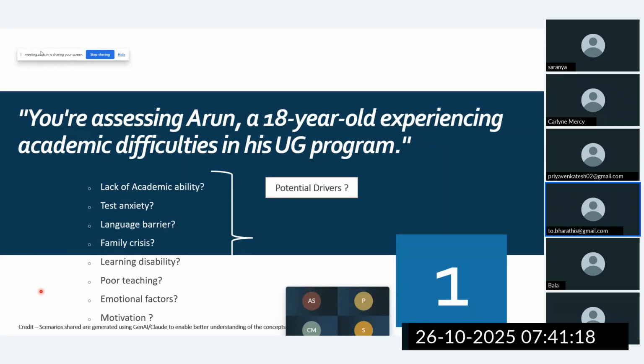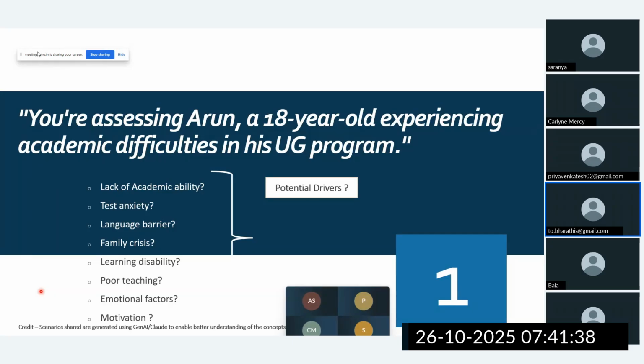So if I need to do an assessment, how do I really approach it? The potential drivers could be whatever I have listed here. He may have anxiety when he is writing exams. He may have a language barrier in a new place. There could be a family crisis. It could be all. How do you identify it, with the context which we covered earlier?